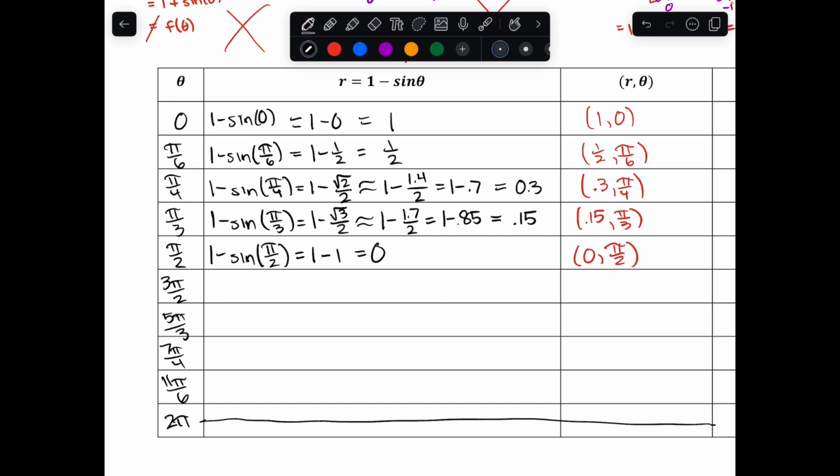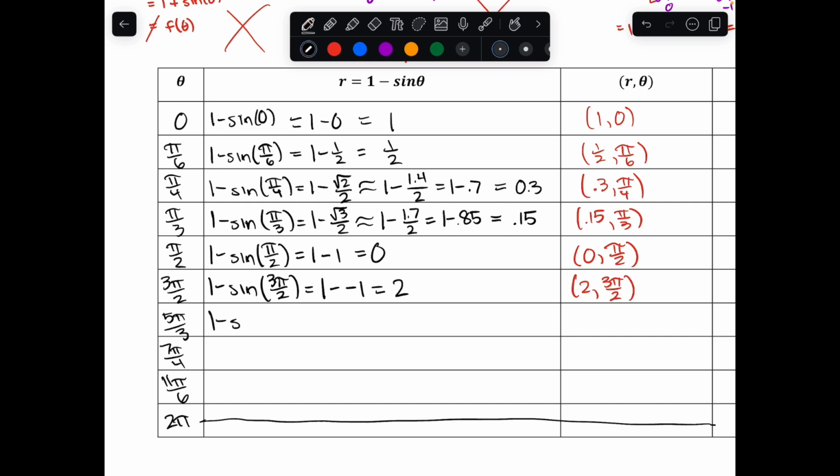Going to the bottom of the circle, we have 1 minus sine of 3 pi over 2. Sine actually attains its smallest value of -1 here, so we have 1 minus -1. The double negative makes it a positive, so we have 1 plus 1. It's going to be equal to 2. So we have 2 at an angle of 3 pi over 2.